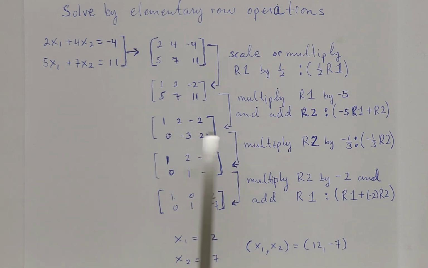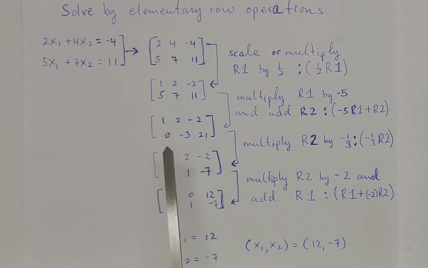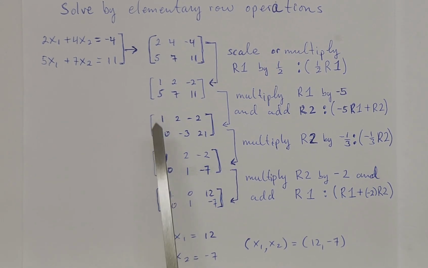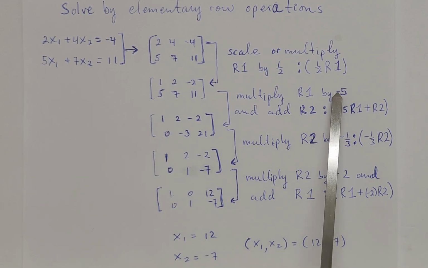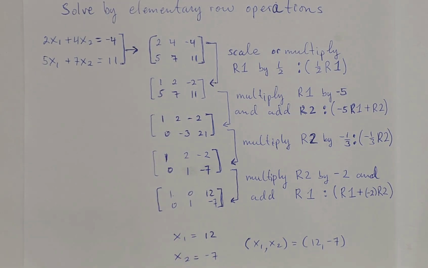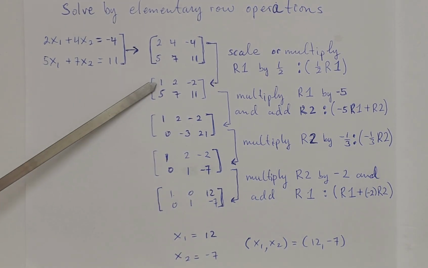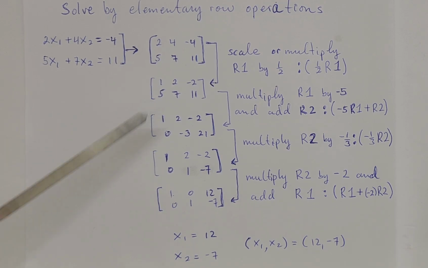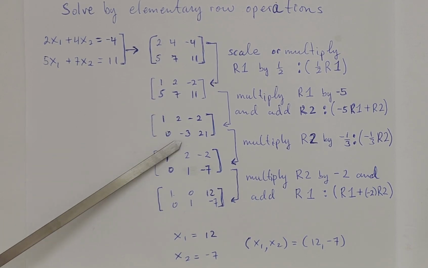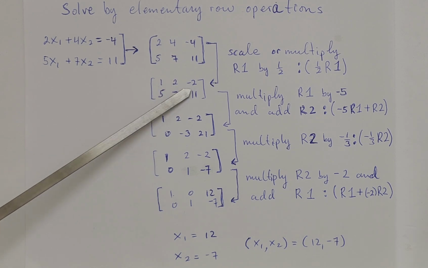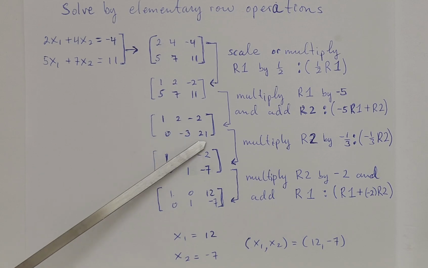One more time. We need this 5 to become a 0, so the only way is to multiply by -5. -5 times 1 is -5. -5 plus 5 gives me 0. 2 times -5 is -10, plus 7 gives me -3. -2 times -5 gives me +10. 10 plus 11 gives me 21.